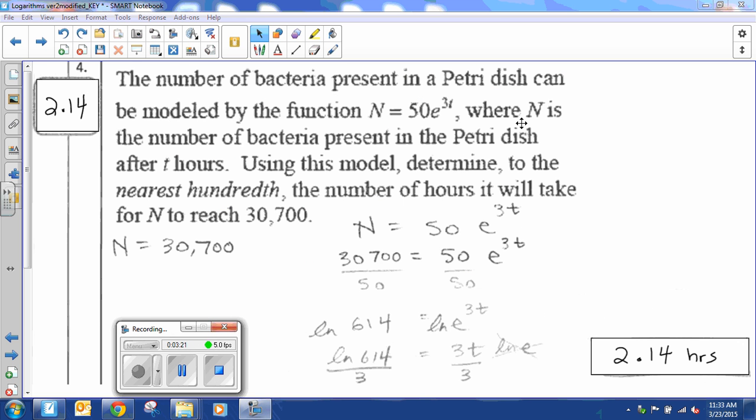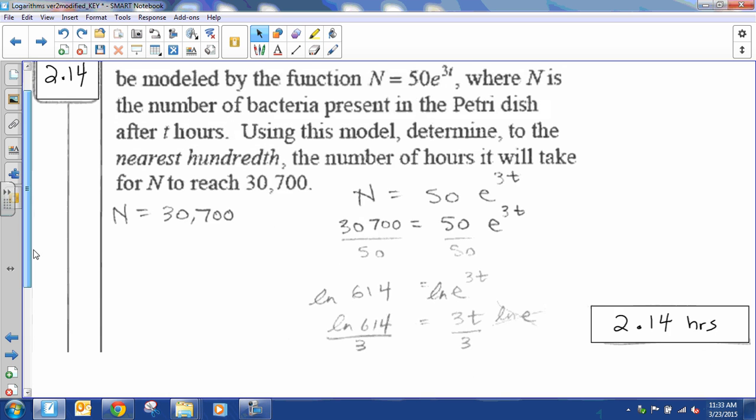Number 4, the number of bacteria present in a petri dish can be modeled by the function n equals 50 e to the 3t power, where n is the number of bacteria present in the petri dish after t hours. Using this model, determine to the nearest hundredth the number of hours it will take for n to reach 30,700. So again, we want to find out how much time has passed for 50 bacteria to multiply to 30,700. This is like an outbreak.